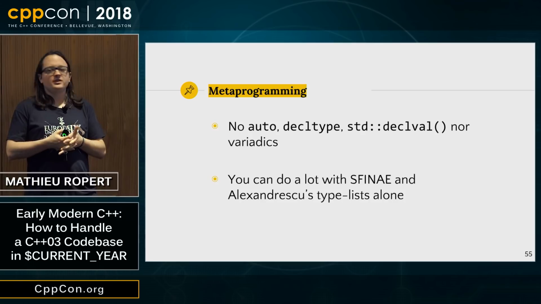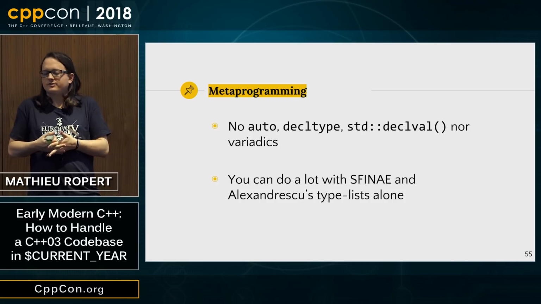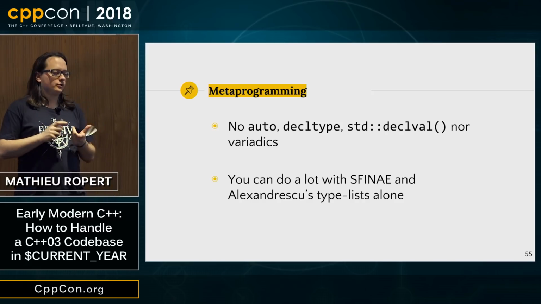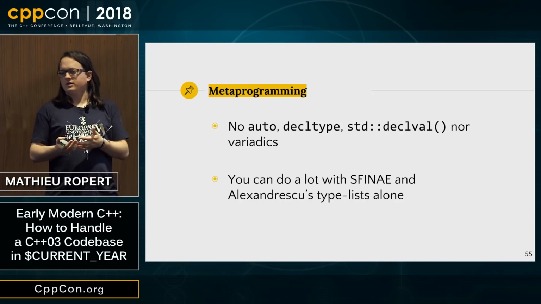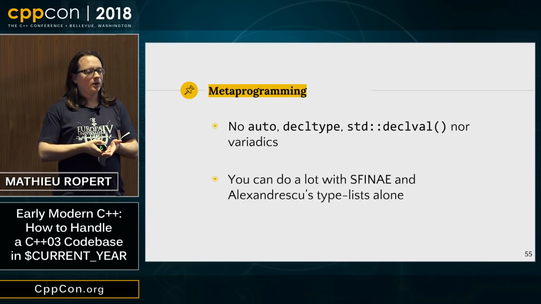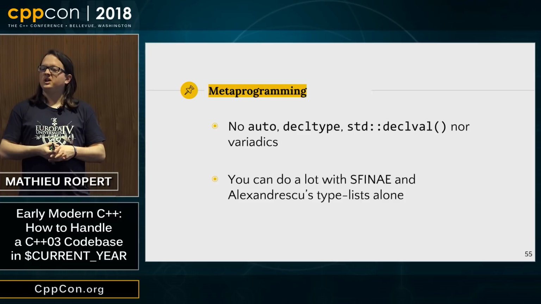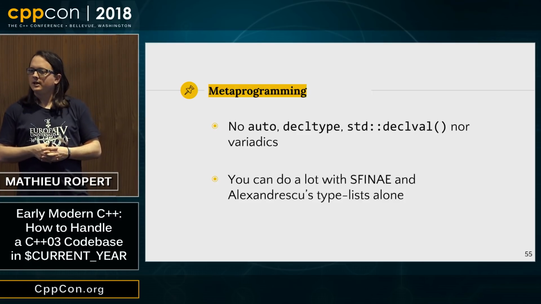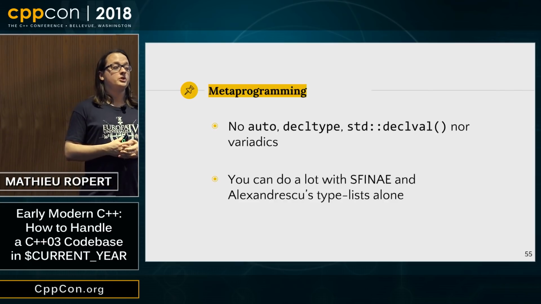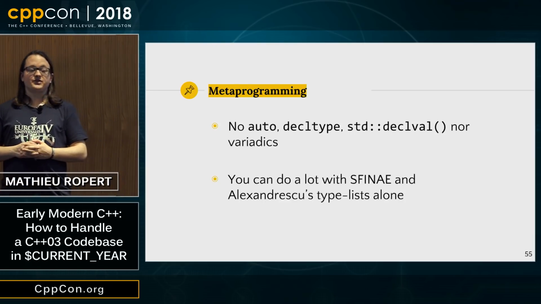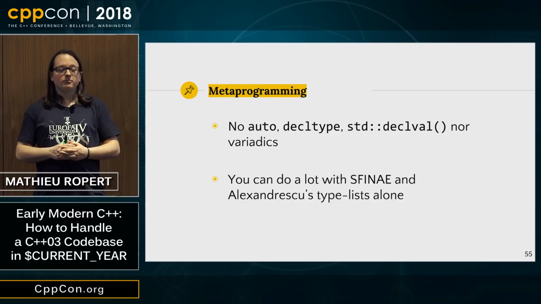You might want to be crazy with metaprogramming, because that's fun. I do that sometimes. And yes, you don't have auto, you don't have decltype, you don't have declval, you don't have variadics. But have you read Andrei's book? That's one of the reasons I asked. Because if you haven't, you would be surprised, and if you have, you're probably surprised too, when you read it, of how much you can do with C++03 templates. Like that's crazy. I'm not saying it's easy, but it's crazy.